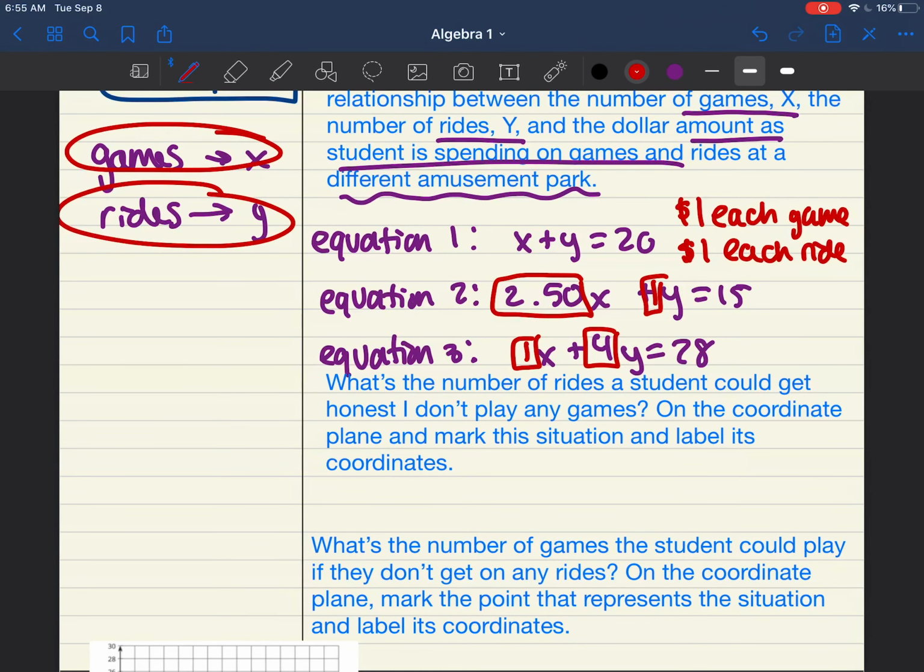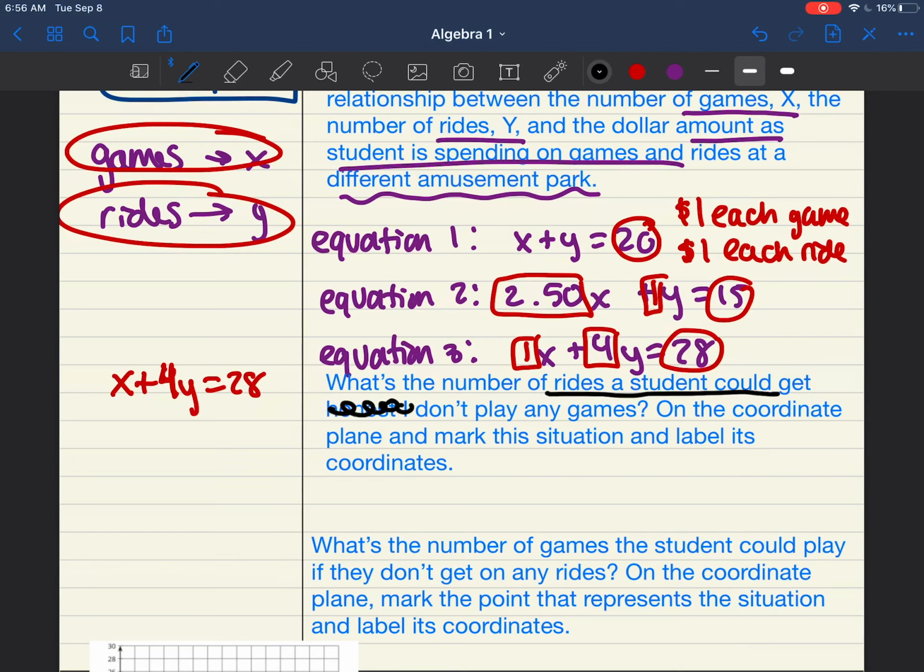So we're going to work with equation 3 for these 2 questions. And just know that you could do this with equation 1 or 2. So we're going to take x plus 4y equals 28. So notice these would be the dollar amount that students can spend. So just putting all that in context. So what's the number of rides a student could get on if they don't play any games?